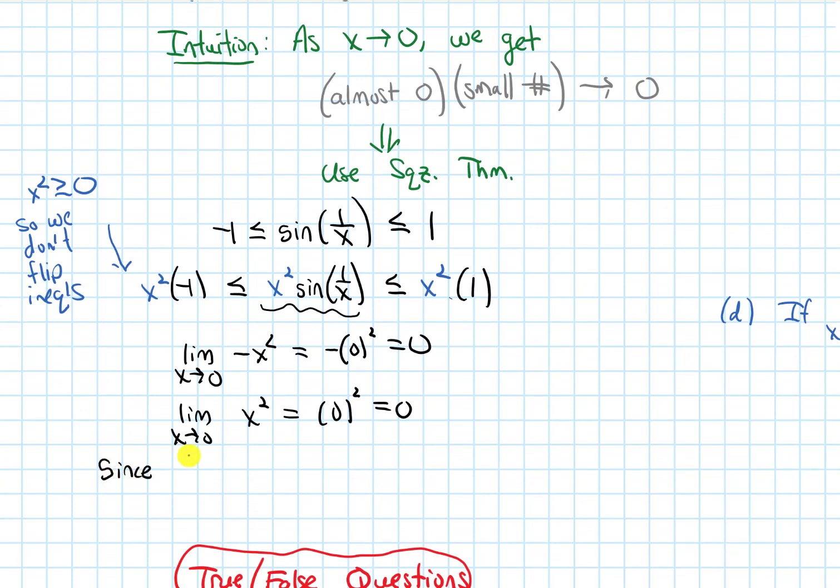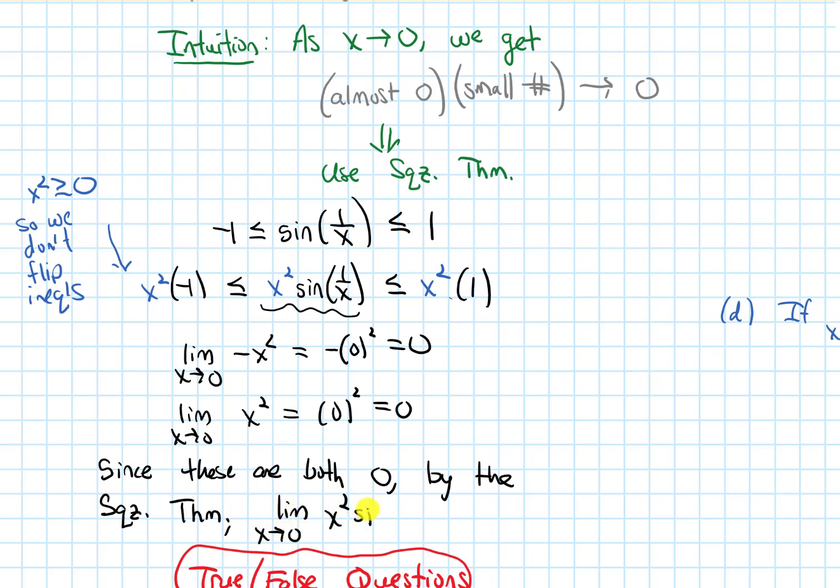So since these are the same, since these are both 0, by the squeeze theorem, that tells me that the limit as x approaches 0 of my function, x squared times sine of 1 over x, is also 0.